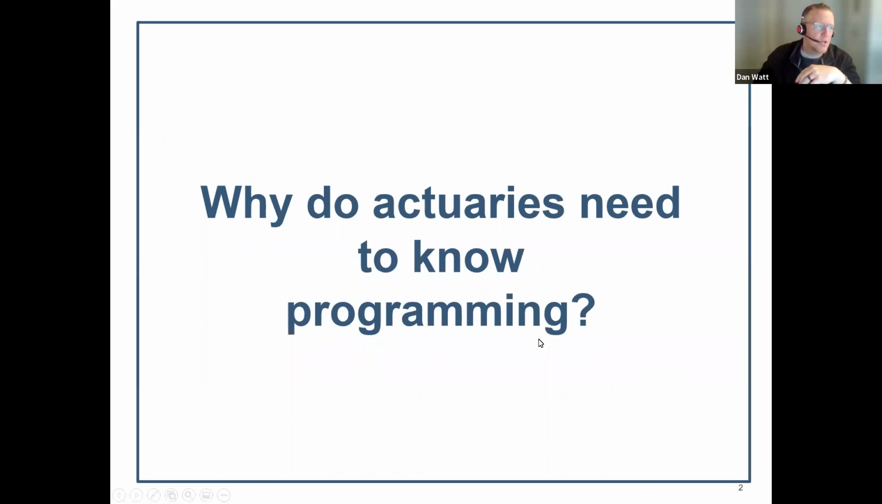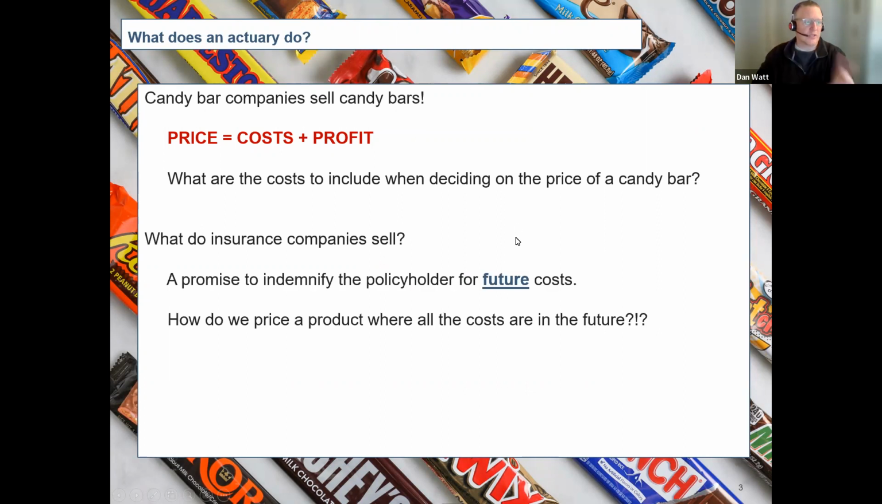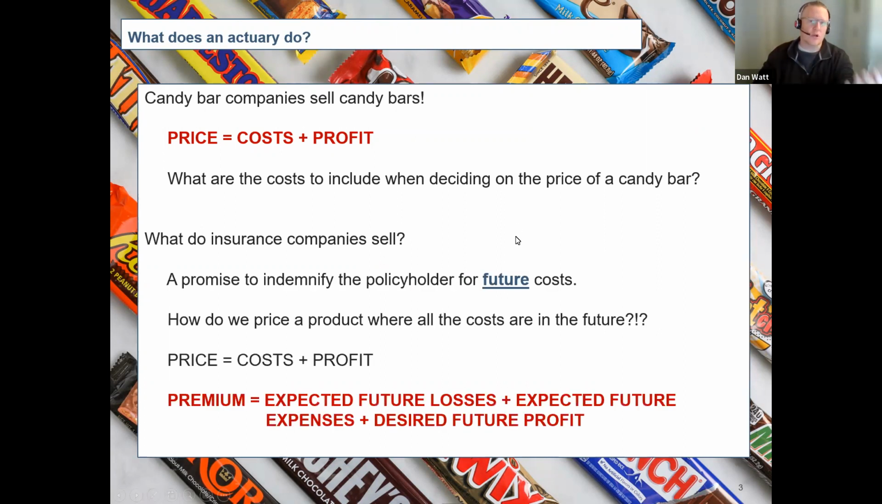Okay. And so if you think about it, like I said, candy bars, we already know the costs and we already know how much profit we want. So on day one, before we even sell the candy bar, we already know how much to sell it for. Well, with insurance, we're selling those promises for future costs. How do we figure out how much it's going to cost, so that we can figure out how much to sell it for?